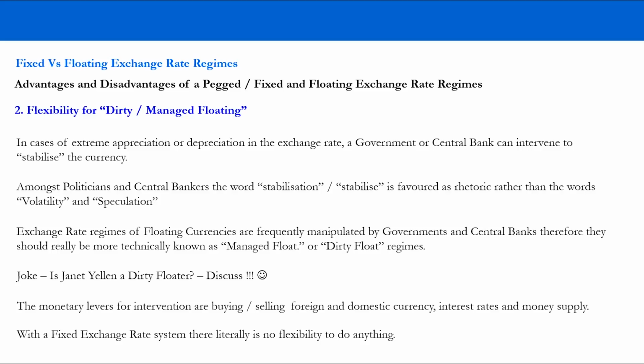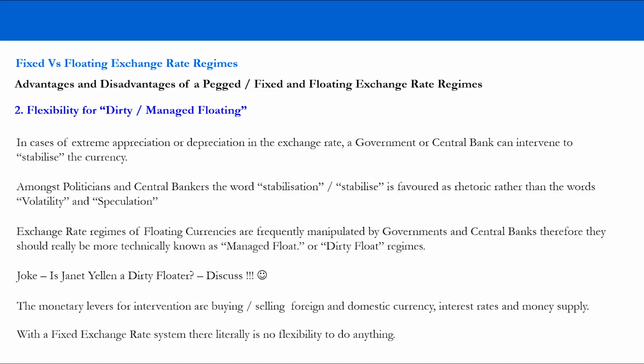And there's an ongoing joke in the financial markets, and this is a nice example, so this sticks in your mind. There's an ongoing joke that Janet Yellen is a dirty floater. Discuss, because the Federal Reserve in the United States frequently intervenes to manipulate the value of the dollar upwards and downwards. The monetary levers for intervention are basically buying and selling foreign and domestic currency, and the classic monetary levers of interest rates and money supply.